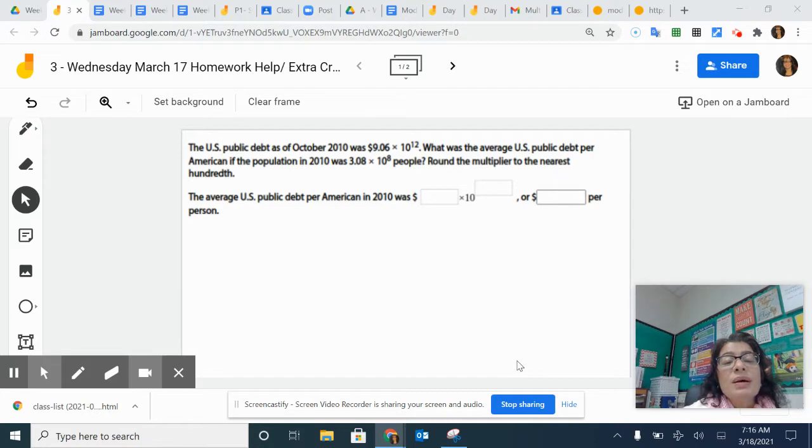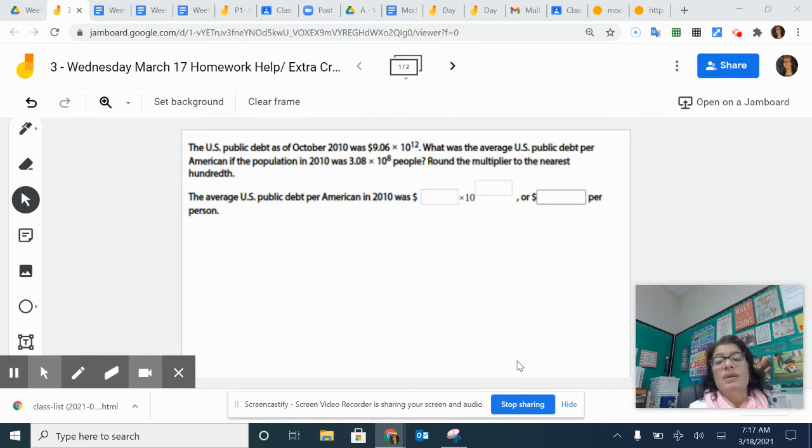It says the U.S. public debt as of October 2010 was 9.06 times 10 to the 12th power. What was the average U.S. public debt per American if the population in 2010 was 3.08 times 10 to the 8th power people? Round the multiplier to the nearest hundred. The average U.S. public debt per American in 2010 was blank per person. So nowadays with all this stimulus, we're going to be paying a lot more money.